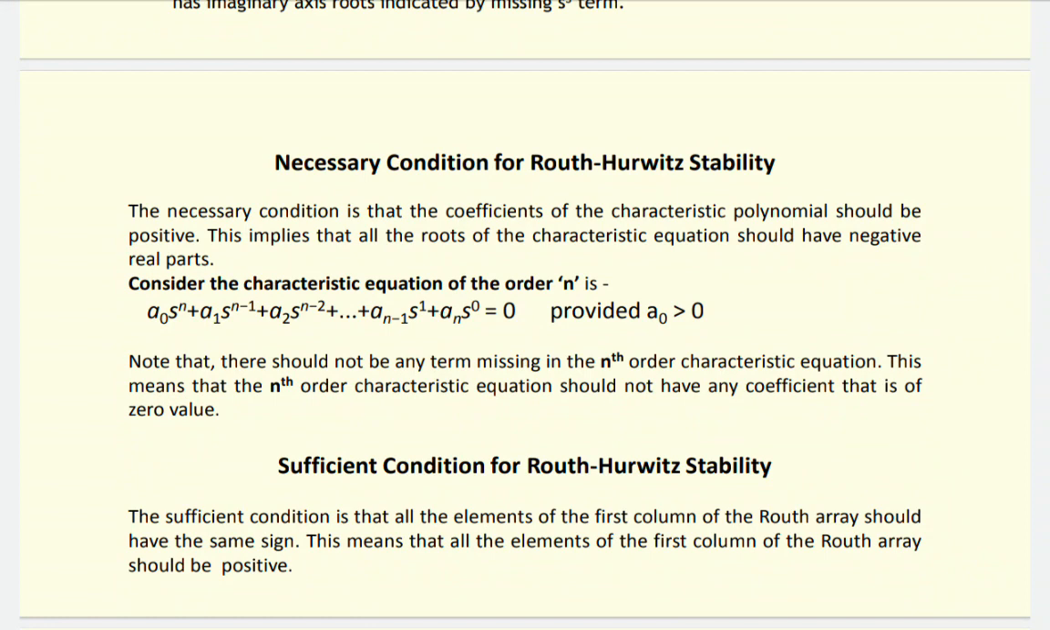What is the sufficient condition for RH stability or Routh-Hurwitz stability? The sufficient condition is that all the elements of the first column of the Routh array should have the same sign. Same sign means obviously positive sign, not negative. This means that all the elements of the first column of the Routh array should be positive.